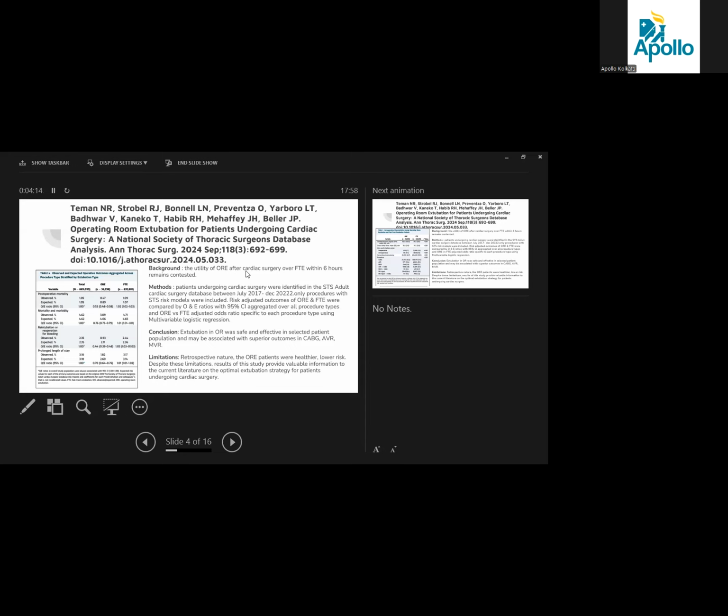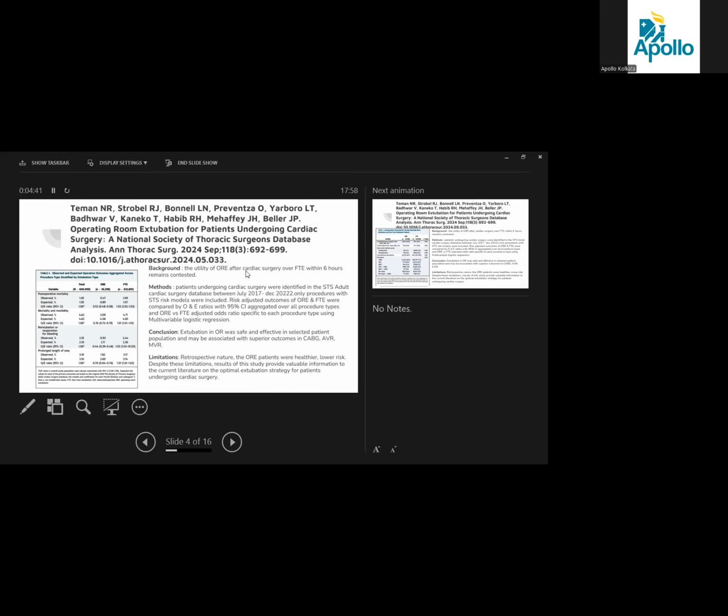So this was also a retrospective study based on the STS adult cardiac surgery database. It was conducted over a period of time in multiple hospital settings. Based on this, the 4 major outcomes analyzed in the study were post-operative mortality and morbidity, re-intubation or re-operation, and prolonged length of stay.